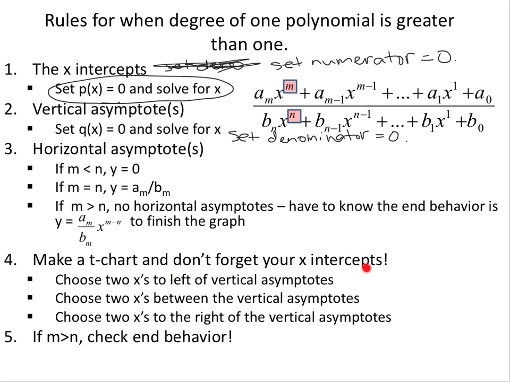So we're going to make a t-chart, and we're going to use our intercepts. I put the intercepts in just because they're equal to 0, and that makes it nice. We're going to choose 2 x's to the left of the vertical asymptotes. So whatever we get in step 2 will be what goes in our numbers. And we'll choose 2 x's between them and 2 x's to the right. And again, right now we're just writing down these steps, and this will make more sense when I start doing an example. Again, pause the video if you need more time to write stuff down.